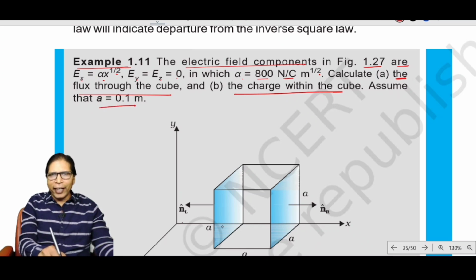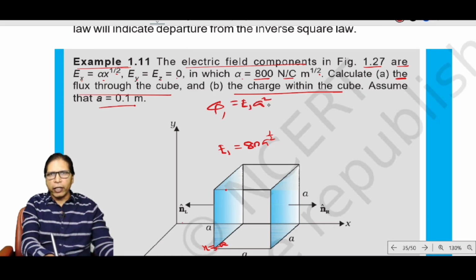Now look at this, at this point x equals a. So the electric field at this point, E1 equals alpha, which is 800, into x to the power half, so a to the power half. No problem. So the flux phi 1 on this surface is E1 into a square, which is 800 into a square into a to the power half, so a to the power 5 by 2.